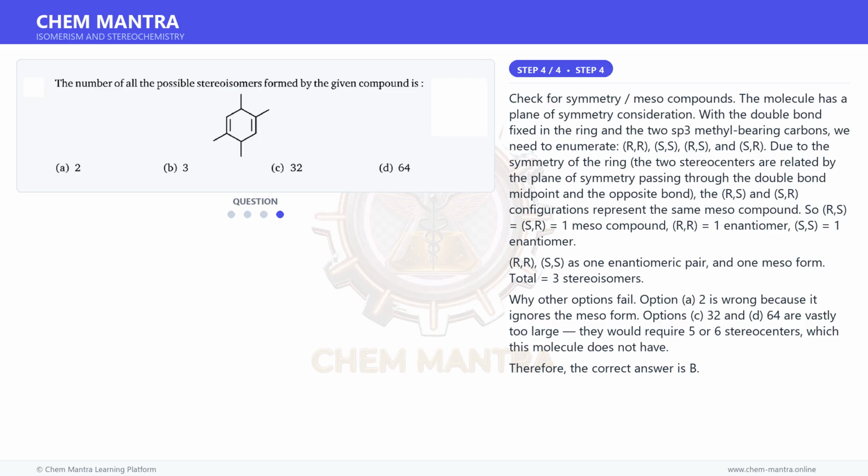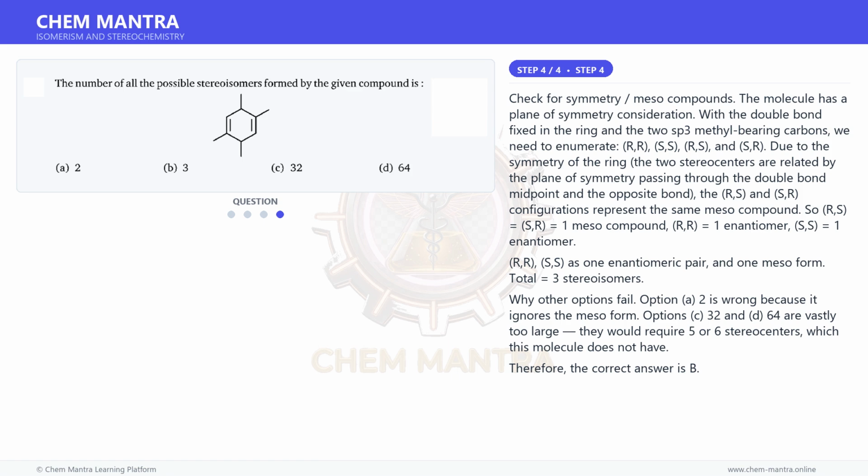And for the final step, check for symmetry and meso compounds. The molecule has a plane of symmetry. With the double bond fixed in the ring and the 2 sp3 methyl-bearing carbons, we need to enumerate R,R, S,S, R,S and S,R. Due to the symmetry of the ring, the 2 stereocenters are related by the plane of symmetry passing through the double bond midpoint and the opposite bond. The R,S and S,R configurations represent the same meso compound.